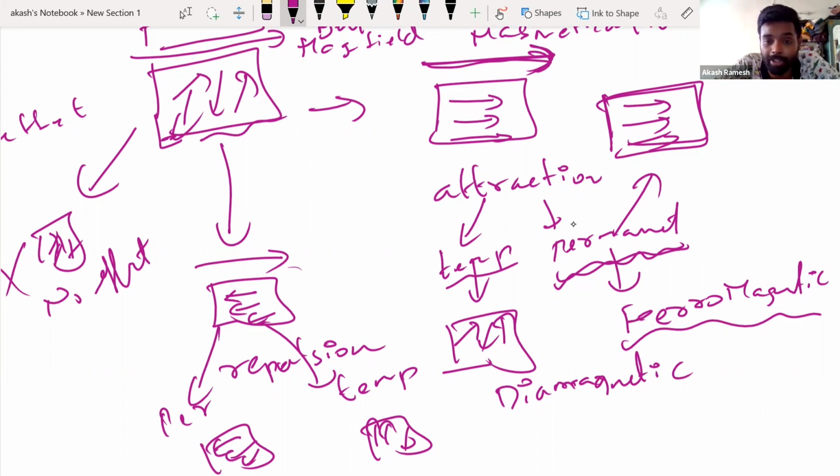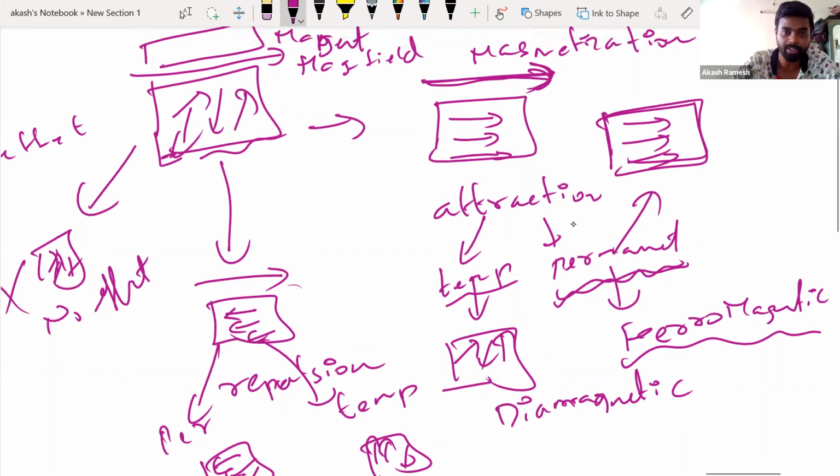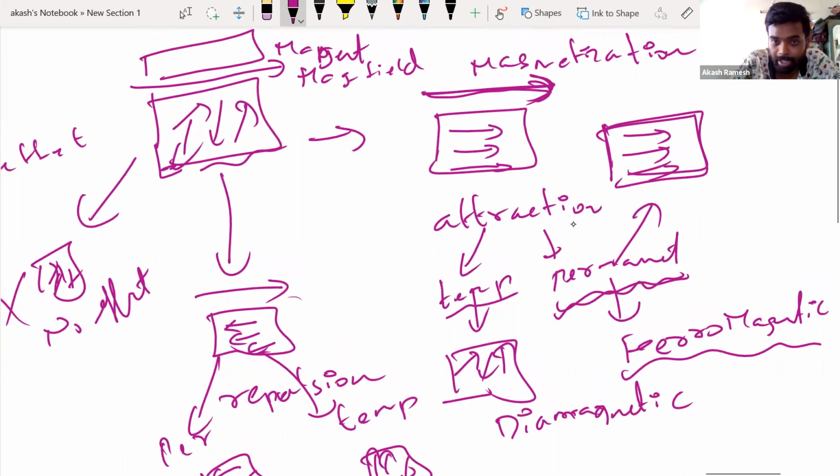These kinds of molecules are called what, sir? Can you repeat once again? Sure. First, did you understand attraction and repulsion, Kanna? Yes, sir. The diamagnetic, can you repeat it once again?